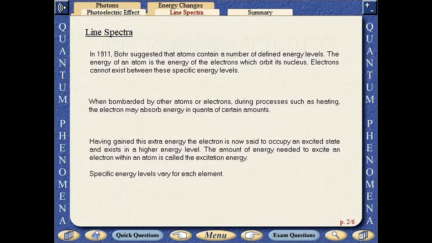When bombarded by other atoms or electrons during processes such as heating, the electron may absorb energy in quanta of certain amounts. Having gained this extra energy, the electron is now said to occupy an excited state and exists in a higher energy level. The amount of energy needed to excite an atom is called the excitation energy. Specific energy levels vary for each element.